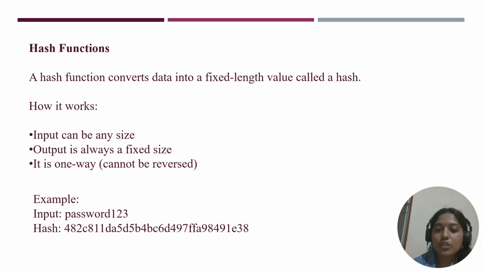Next one is hash function. So hashing is a technique where data is converted into a fixed length value called a hash. Unlike encryption, hashing is a one-way process, which means the original data cannot be retrieved from the hash. It is mainly used for storing passwords securely. For example, when you enter a password on a website, it is stored as a hash rather than the actual password.